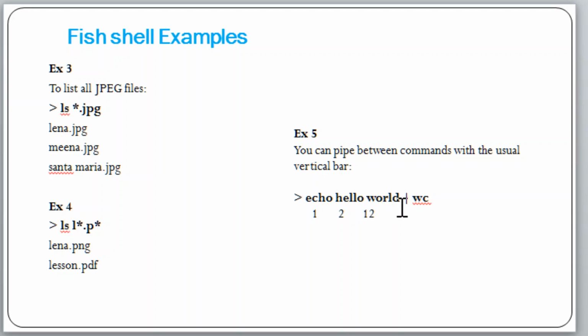We can say echo hello world and give us a word count. 1 line, right? 2 words, 12 characters. So fish shell is nice, and it works just the same as much as the other shells do.